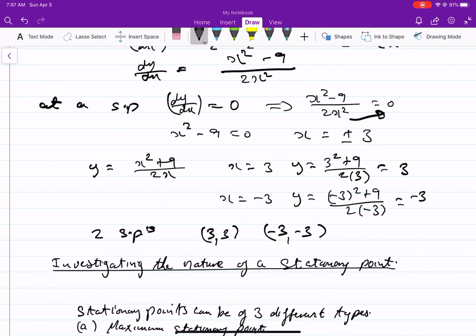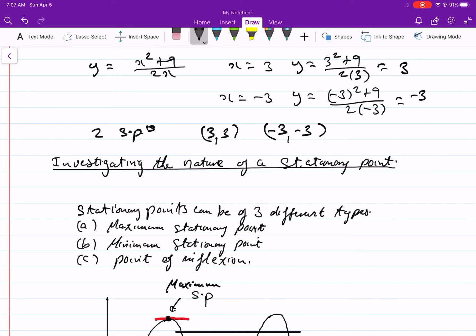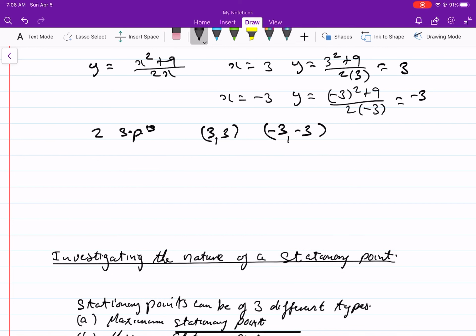So the concept of finding a stationary point is not difficult. I'll reiterate one more time. To find the stationary points on a curve, you find the gradient function dy dx and you equate that gradient function to 0. At any stationary point, dy dx is 0. Okay.